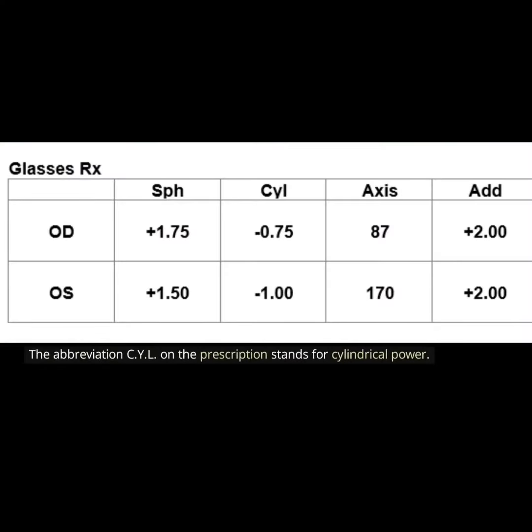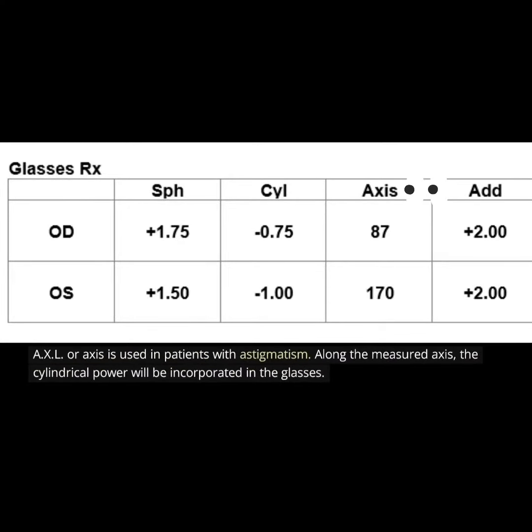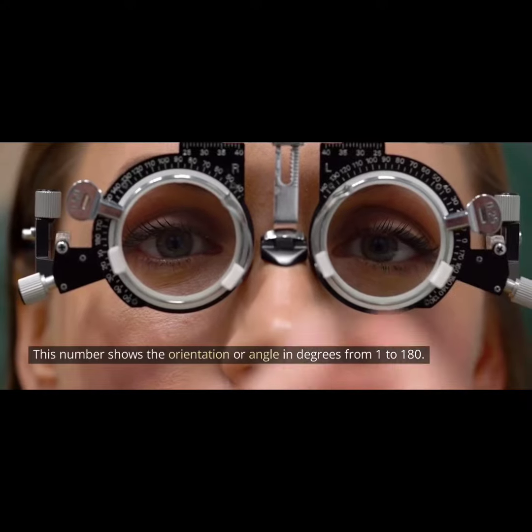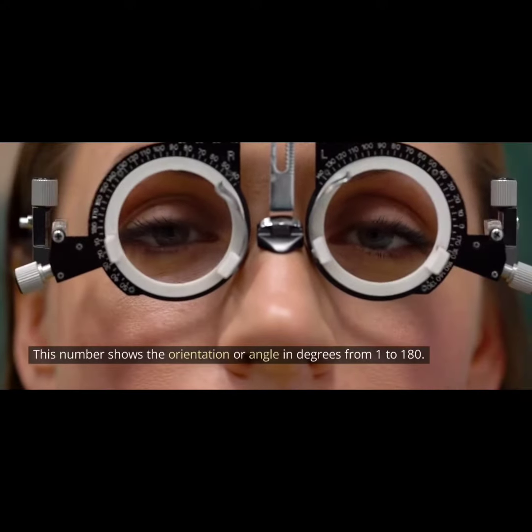The abbreviation CYL on the prescription stands for cylindrical power. This lens power measurement indicates how much power is required to correct astigmatism. AXL or axis is used in patients with astigmatism. Along the measured axis, the cylindrical power will be incorporated in the glasses. This number shows the orientation or angle in degrees from 1 to 180.